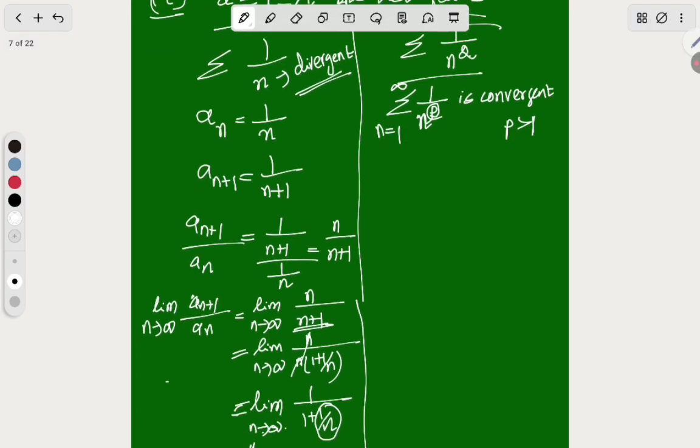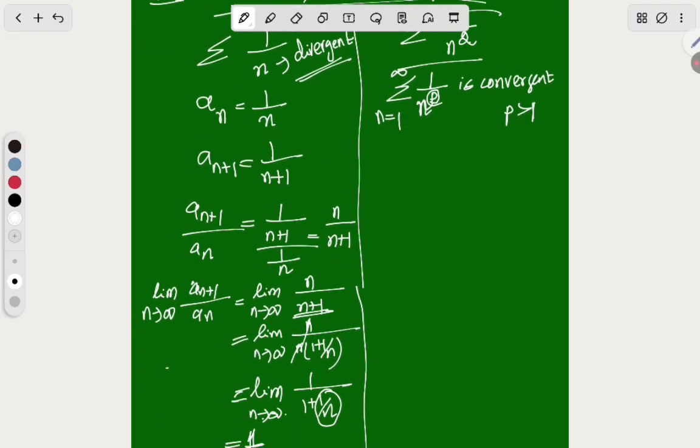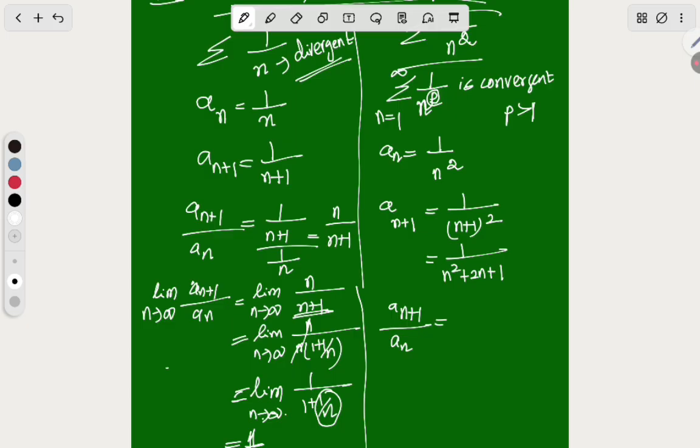So now let us check the limit supremum and the limit infimum, right? You can consider an as nothing but 1 by n square. Similarly, we can calculate an plus 1. So an plus 1 is 1 by n plus 1 the whole square. You can write this as n square plus 2n plus 1, right? So now let us calculate the ratio, which is an plus 1 by an. So this is equal to 1 by n square plus 2n plus 1 divided by 1 by n square.